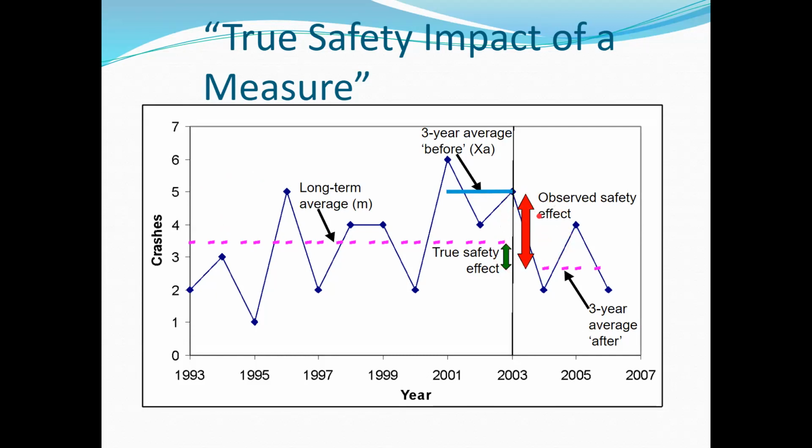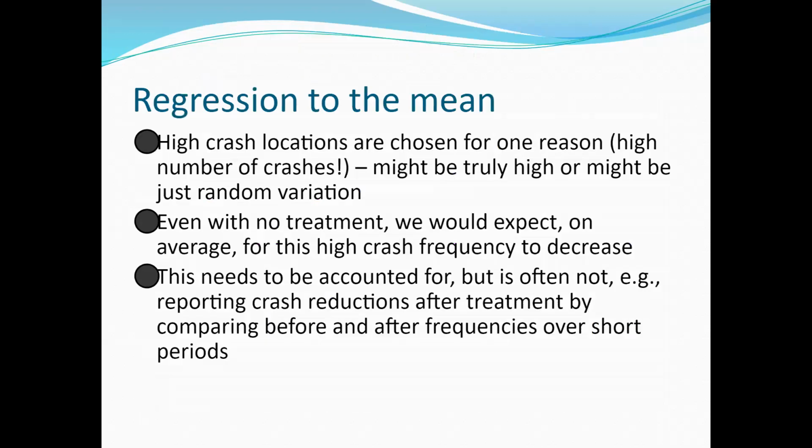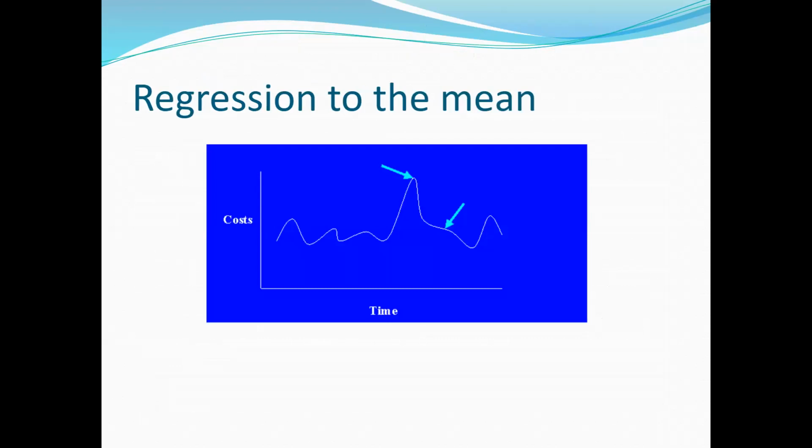So how does that magic happen? It happens when you bring in more evidence from other places. Okay, so we'll talk about that in just a minute. So I hope this slide made it even clearer for that how question that I was talking to you about earlier. Okay, so high crash locations are chosen for one reason. That might be truly high or might just be random variation. Even with no treatment, we would expect on average for this high crash frequency to decrease. This needs to be accounted for somehow. Okay, so let's see how we do that using the empirical Bayes approach. And so again, the regression to the mean bias.